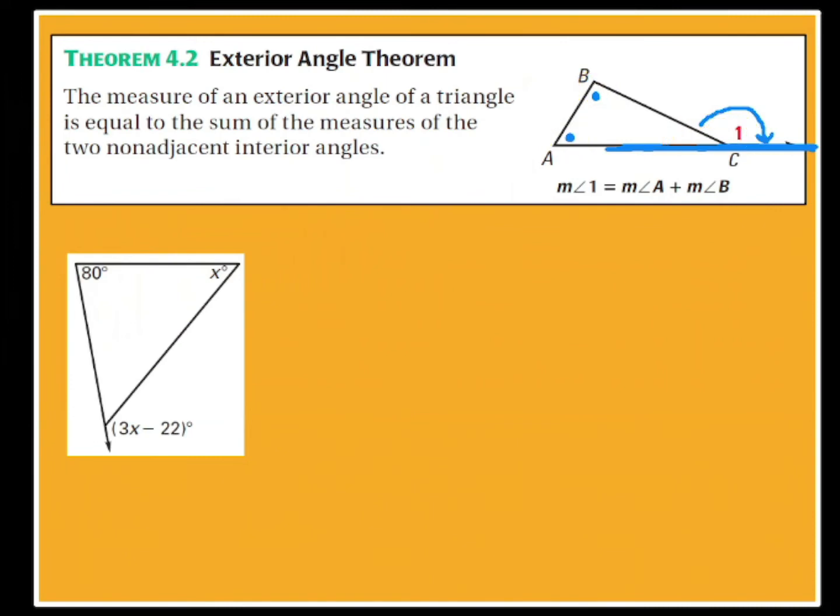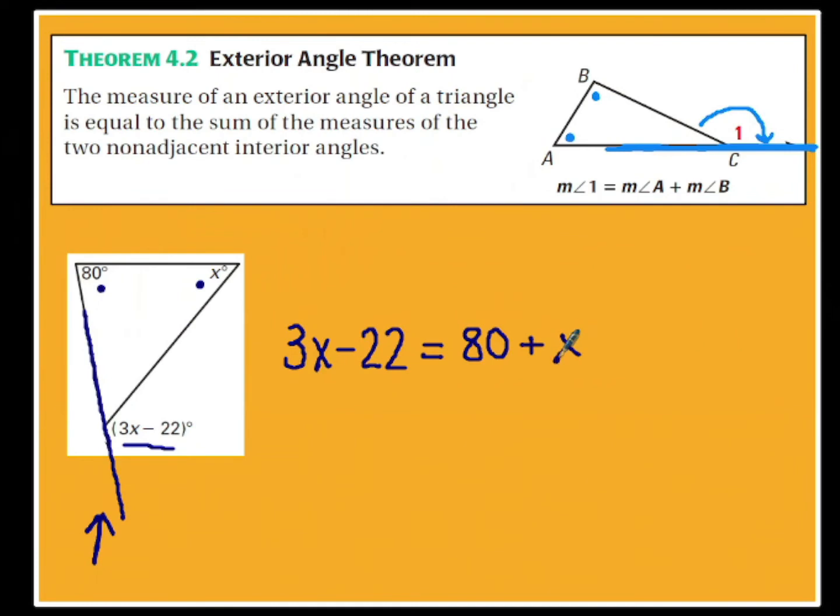Let's see if we can use that in an equation. So in this picture over here, which one is the exterior angle? Well, they've got this side of the triangle extended, so the exterior angle is the 3x minus 22. So that exterior angle, according to the exterior angle theorem, is equal to the two non-adjacent interior angles added together. The 80 plus the x would have to equal that exterior angle. That's what the theorem says. Now my x's are on opposite sides, so maybe I could subtract x from both sides.